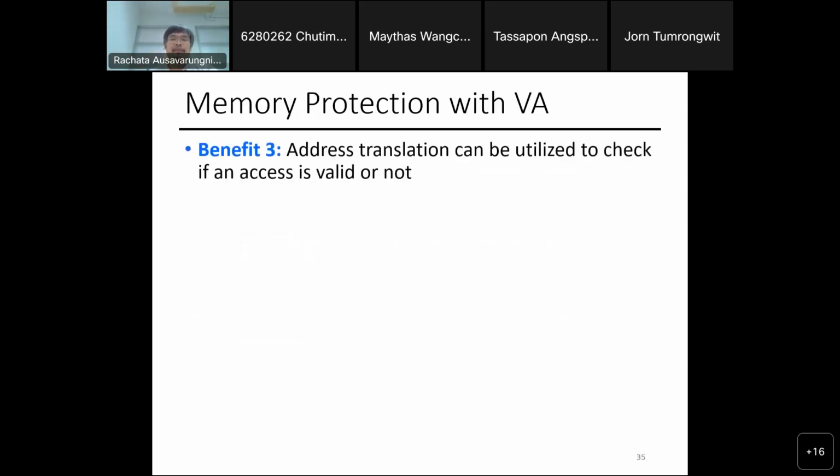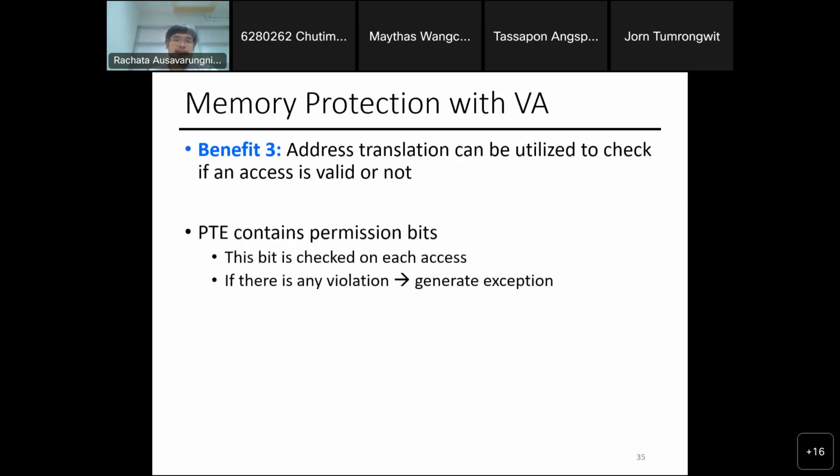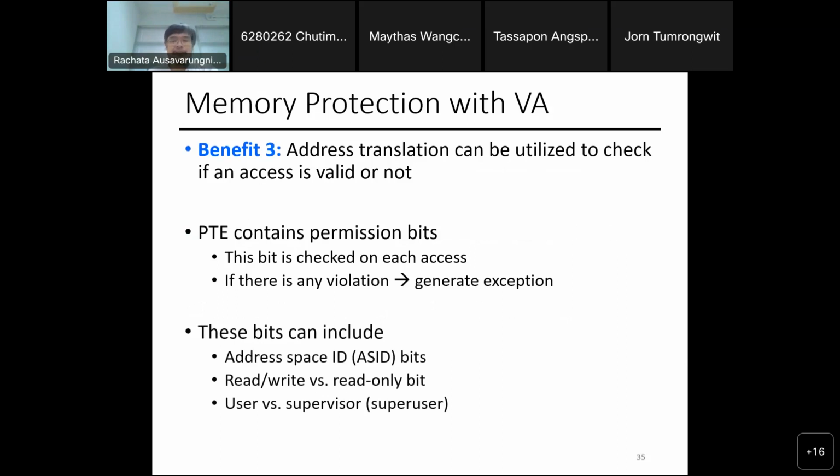And again, the last thing, memory protection. Translation can utilize access checking to see if things are valid or not. Otherwise, you get a segfault. The PTE would contain permission bits to make sure that you don't have any access violations. It can be things like address space ID, read-write or read-only bits, or a user/supervisor bit.